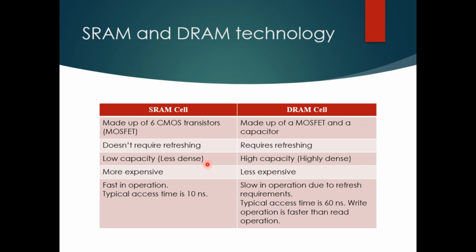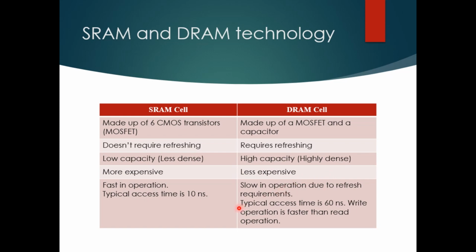I need a 6 transistor space there for 1 bit of information, but in DRAM I can store 6 bits of information in the same space, if you agree. So I say that the DRAM cell is high capacity. Because of the same reason, comparatively the DRAM cell is less expensive, right? For storing the same amount of information, a DRAM cell is less expensive because I require fewer transistors.